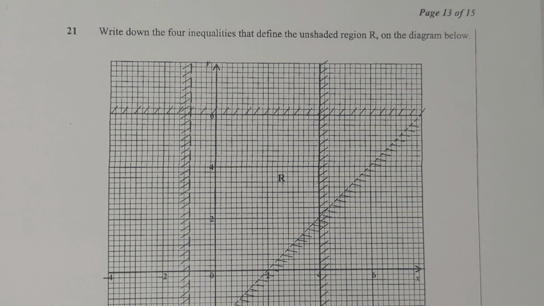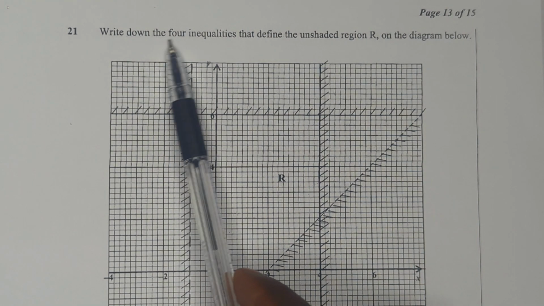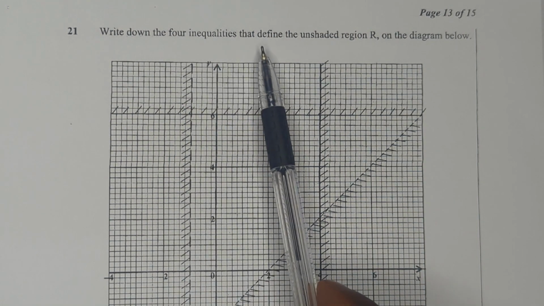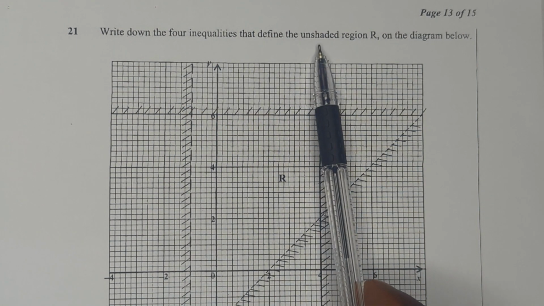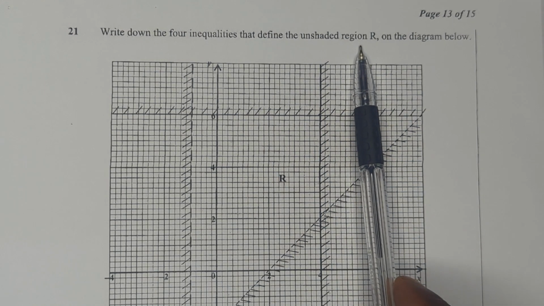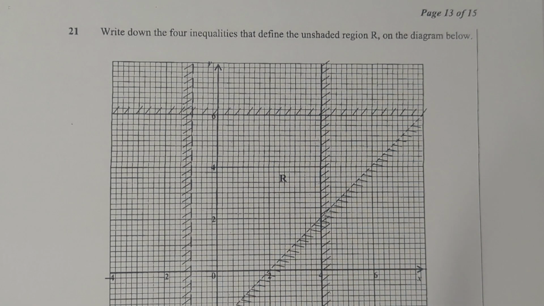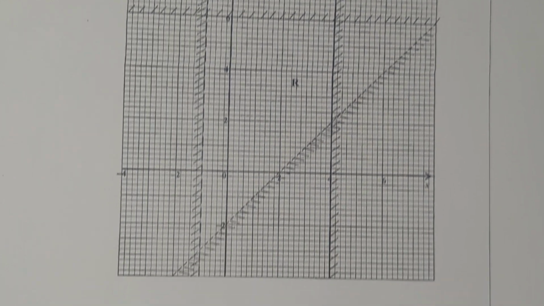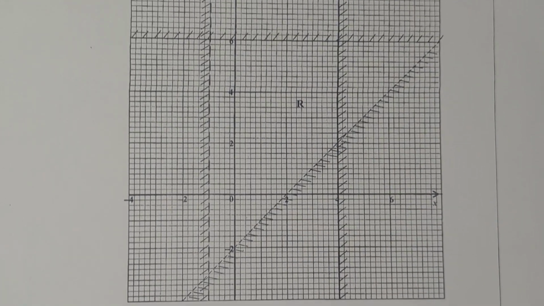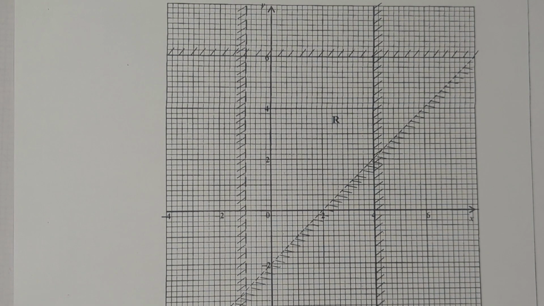Now here the statement says, write down the four inequalities that define the unshaded region. So the region which is R, this one, on the diagram.